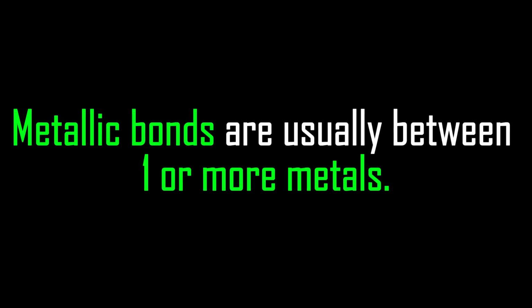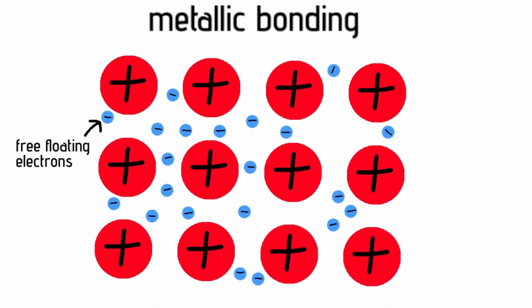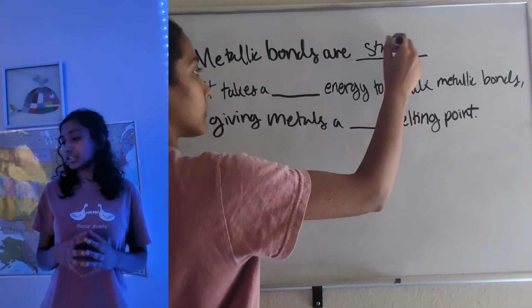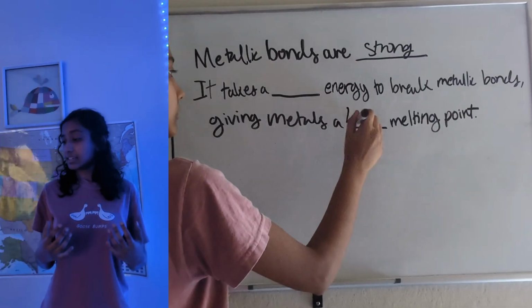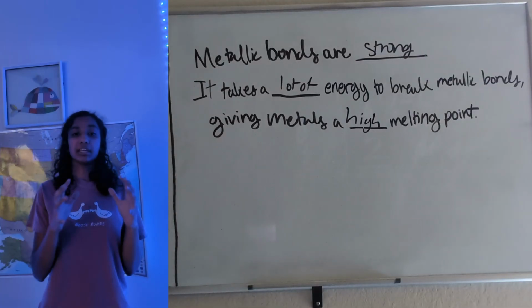And now we're going to move on to our last type of bonding, metallic bonding. Metallic bonds are usually between 1 or more metals. With metallic bonds, positive metal ions are usually arranged in rows and different structures, with delocalized electrons floating everywhere in the spaces between the ions. Metals are good conductors of electricity in their solid state because electricity can run through the free-floating electrons. Because metallic bonds are so strong, metals have a high melting point, since it takes a lot of energy to break metallic bonds and convert solid metals to a liquid state.